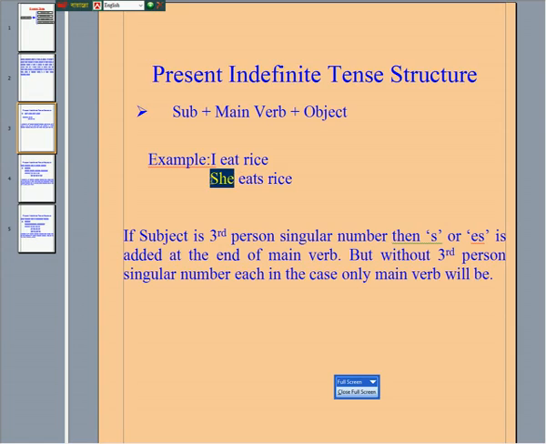Here she is third person singular number, so s is added at the end of this verb and its pronunciation will be changed. It into its. So you have to memorize it. If the subject is third person singular number, then s or es is added at the end of the main verb, but without third person singular number, only the main verb will be used.